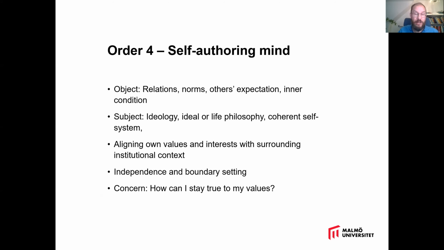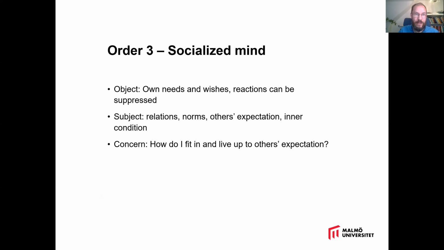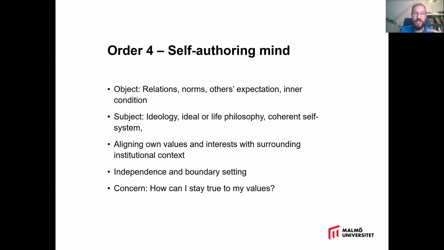And here you can look, if we look at the third one, we have relations, norms, and other expectations as subject. That's what I am. But here we see that relations, norms, and others' expectations, that's what I have as an object now. So the journey from a third order of consciousness to a fourth order, it's to make these norms and others' expectations an object that I'm not controlled by. I see them, and therefore they don't have that much power over me.